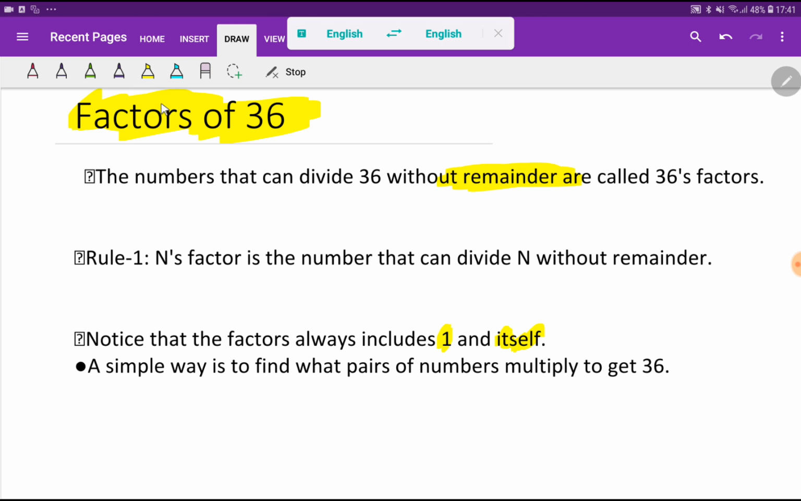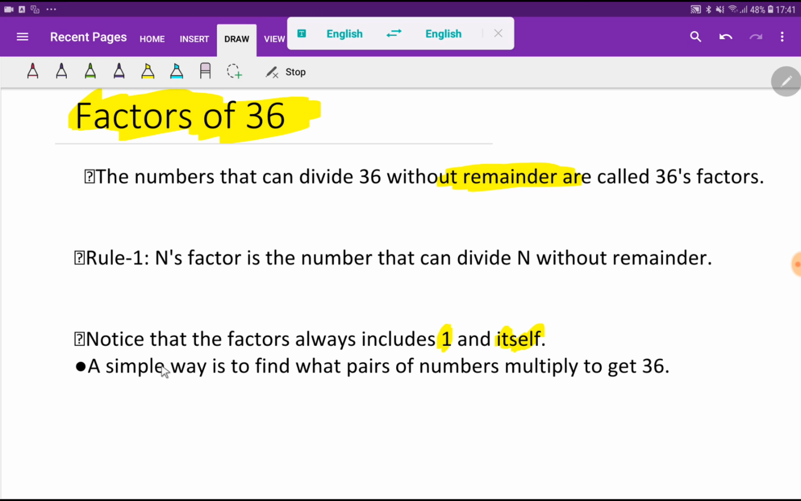Okay, so what are the factors of 36? The numbers that can divide 36 without remainder are called factors of 36. This is the general rule: a factor of a number n is a number that can divide n without remainder.